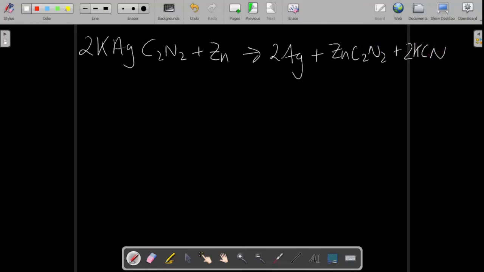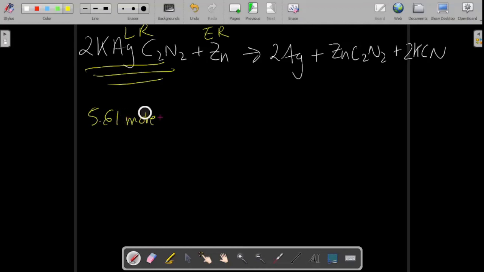We also know that this one right here is excess reactant. They told us that. That right there indicates that this is the limiting reactant. This is the one that will limit the reaction. When it's gone, it'll stop the reaction. Okay. So what else did they tell us? They told us that we started with 5.61 moles of the ore. That's how much ore we have. And they want to know how much silver you can produce.